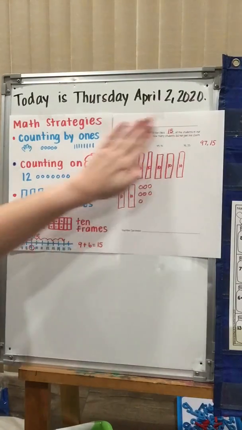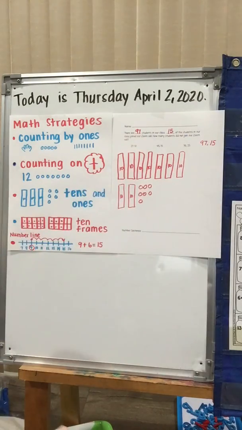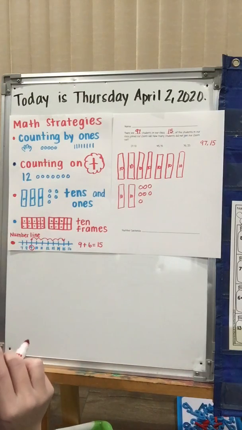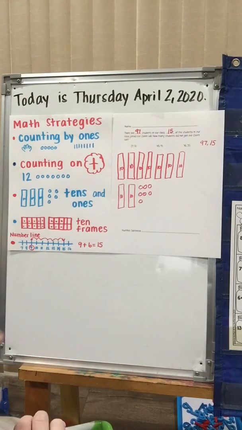So here's the 97 kids in the classroom, and then it says 15 of them did call. 15 of them were on Zoom. So if I want to know how many kids were not on Zoom, then I have to take away the ones who did call.